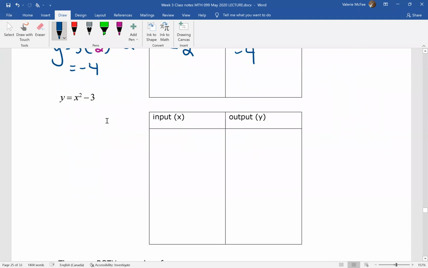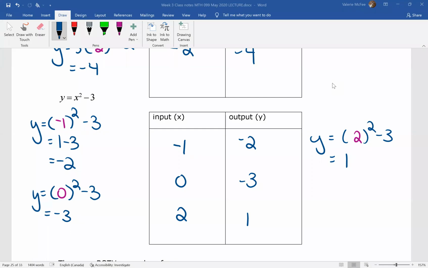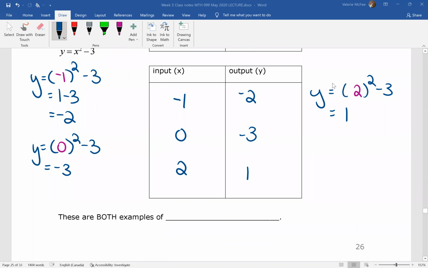Here's another equation. Let's try some input values, -1, 0, and 2. Pause your video, find the output for each of these. Are these the values you found for y? Again, when we input one value of x, we only found one value for y as an output. Both of these equations are examples of functions.